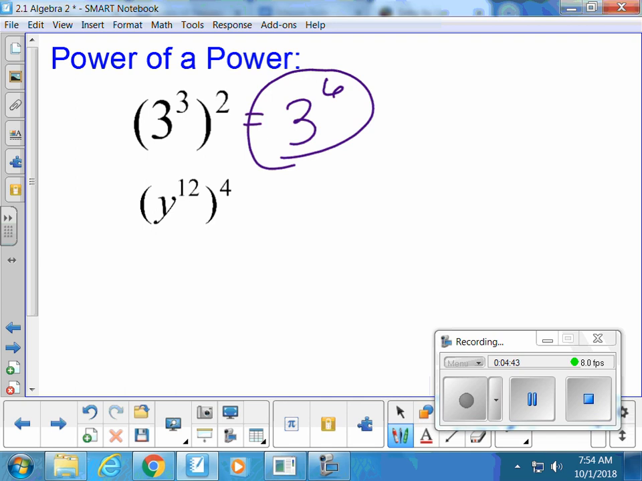And then the next one. So I have this 12 and this 4. They're definitely little next door buddies, so they're going to multiply together. What's 12 times 4? 48. 48. And that's your answer to that one.